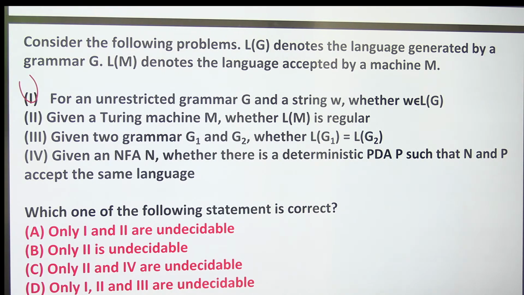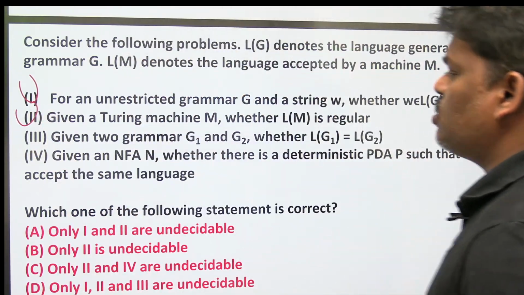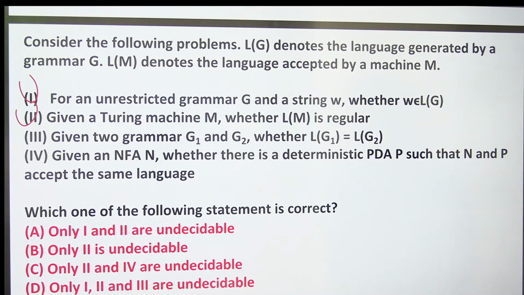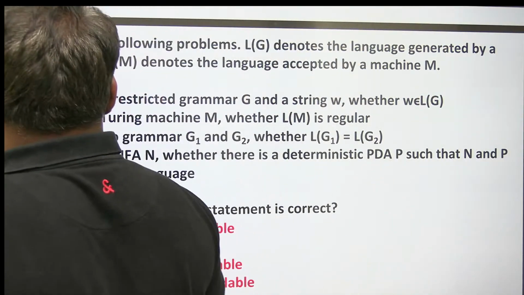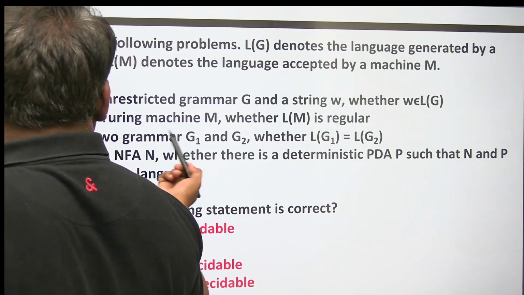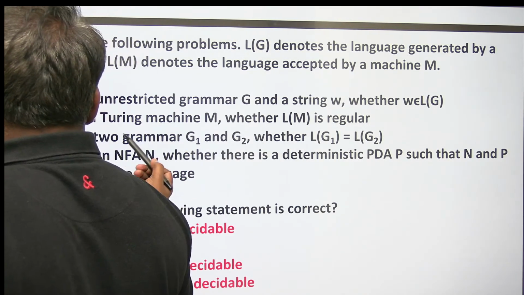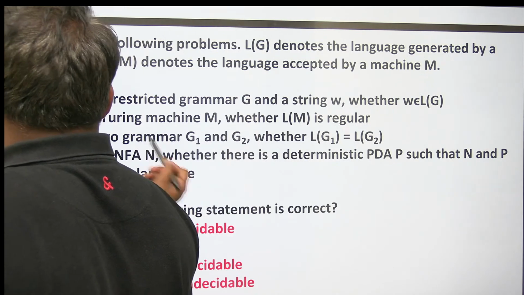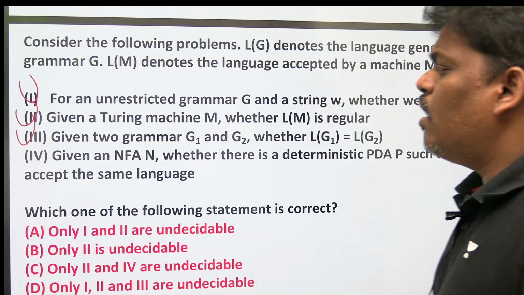Given a Turing machine M, whether L of M is regular, maybe, may not, right? Undecidable. Next one, given two grammars G1, G2, whether both are equal or not. We don't know which kind of grammars. They may be unrestricted grammars, two CFLs, two CSLs, two REC, or two REL. Right? So we don't know, so undecidable. Until now all are undecidable.